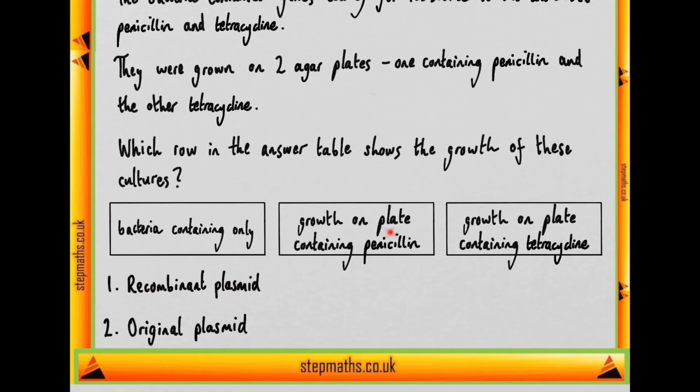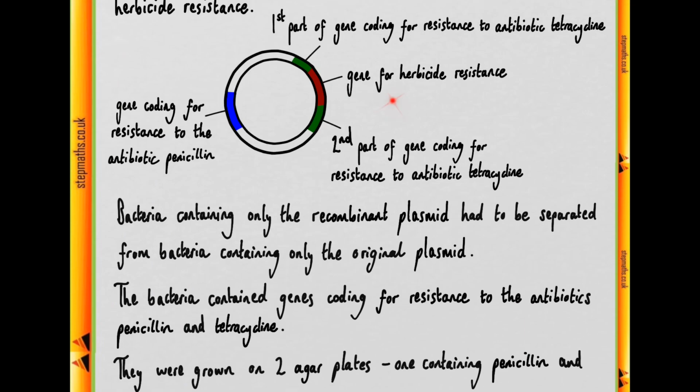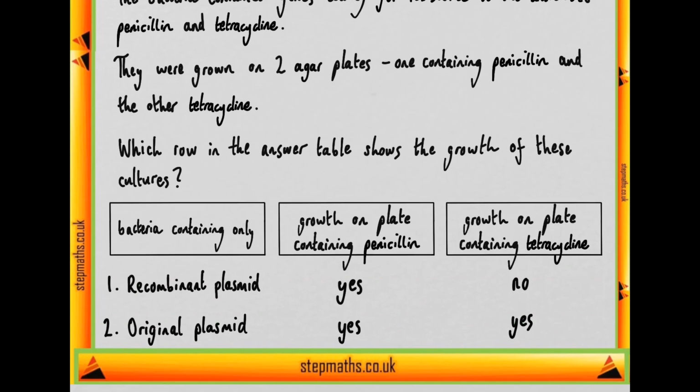So when it comes to penicillin, since both maintain their resistance gene, it's not been interrupted, we'll have, in the case of the recombinant plasmid, yes, it will be resistant to penicillin, but it will not be resistant to tetracycline because that gene has been interrupted. The original plasmid will be resistant to both penicillin and to tetracycline because the gene has not been interrupted by this herbicide resistance gene. So we have our answer that we have a row representing this information, and that answer is going to be option C.